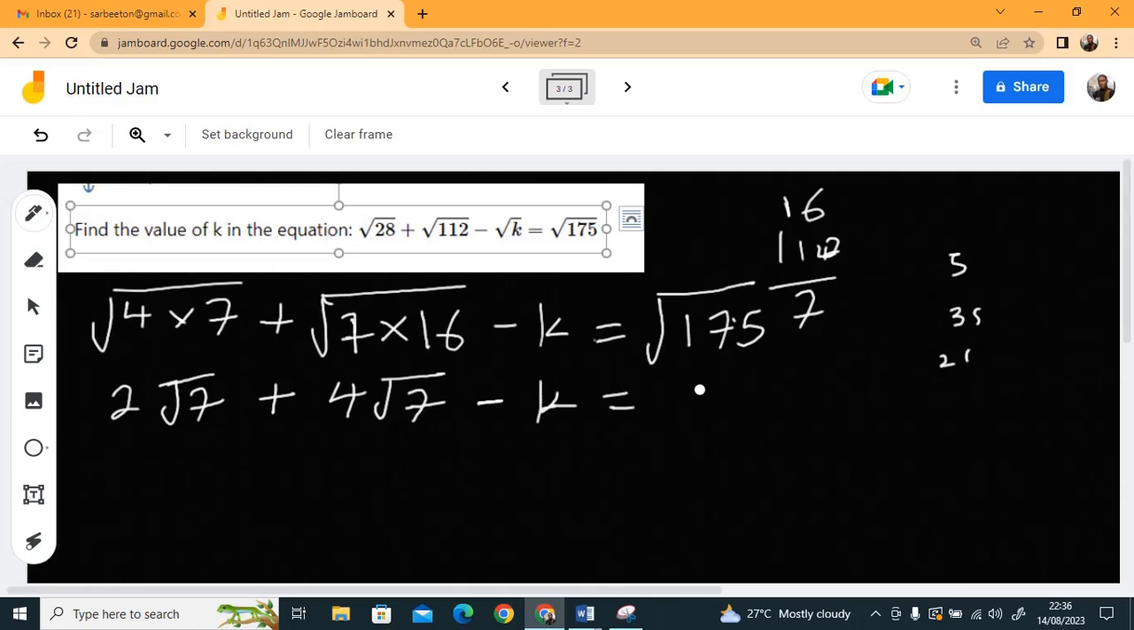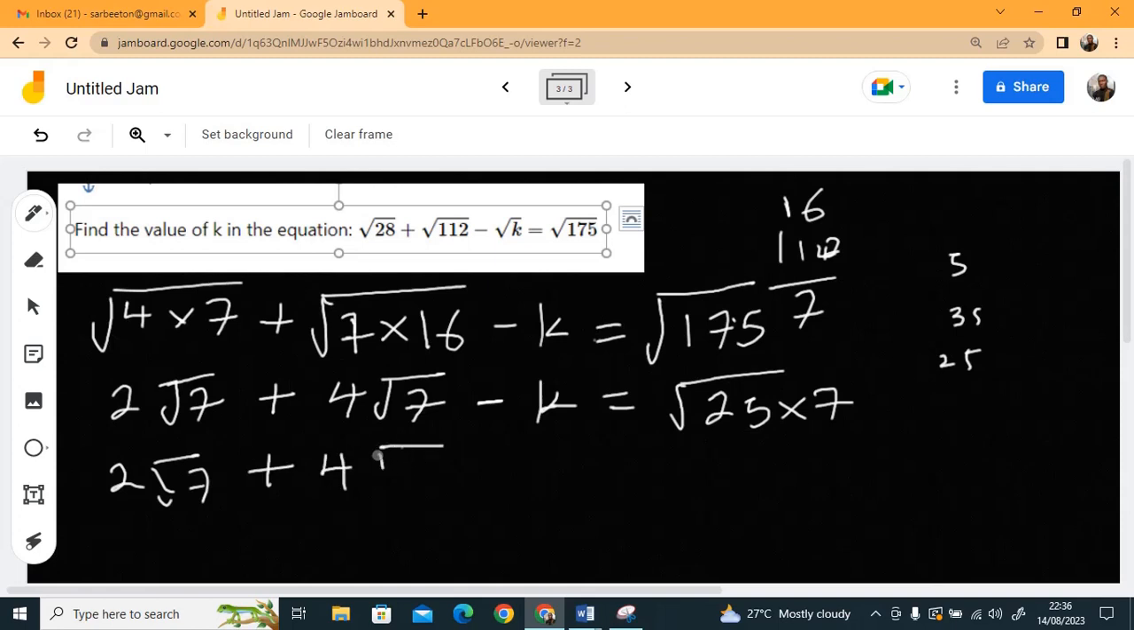So when you multiply 25 times 7, it should give us 175, if I'm right. So it means you have 2 root 7 plus 4 root 7, minus k. You should know what I'm doing here. Then this is equal to 5 root 7.